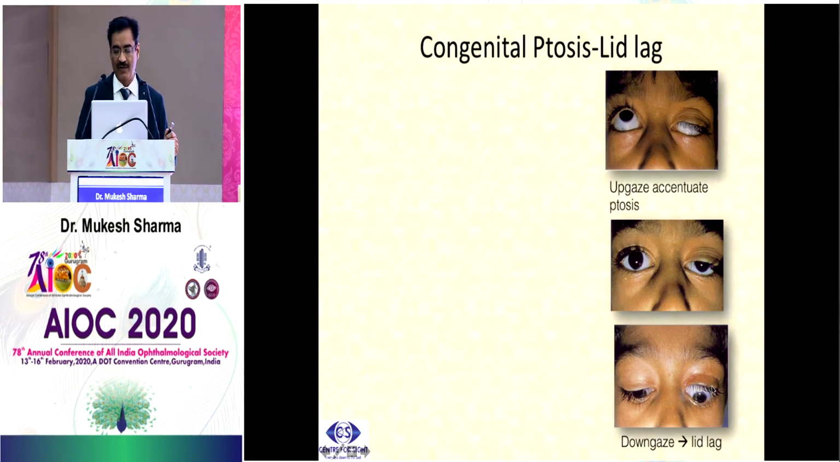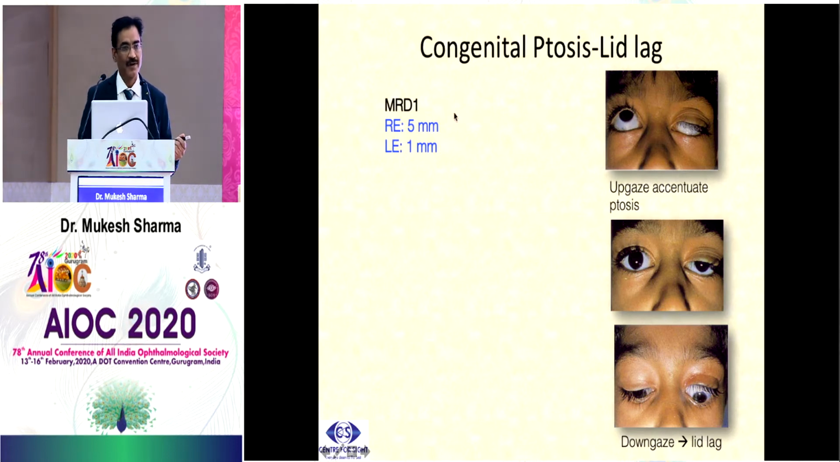You can see in down gaze, this lid is not able to go down, not able to follow the eyeball. So lid lag in down gaze, this is classical of congenital ptosis. Measurement by MRD1, right eye 5 millimeter, left eye 1 millimeter. So how much is ptosis? How much is ptosis in right eye?